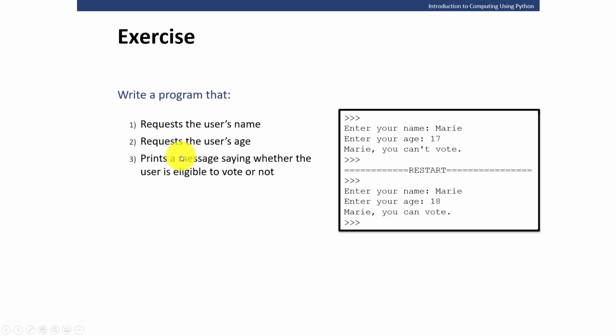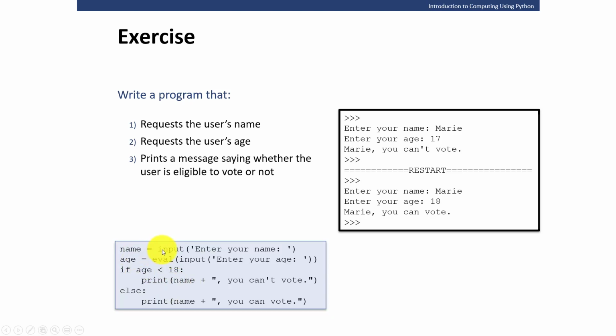And for the condition, we have to specify if the user's age is less than 18, then he is not capable of voting. However, else, he will be capable of voting. So let's take a look here. This input function will ask the user to enter the username. The age here will be entered as a string, but it will be converted automatically to an integer, or to a float if the user entered 17.5.